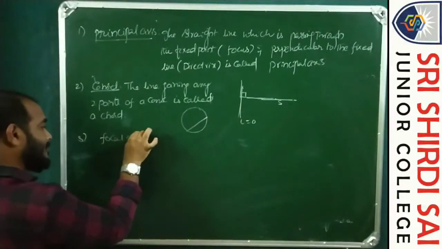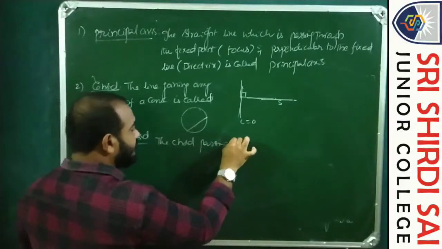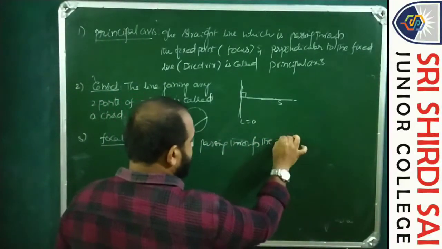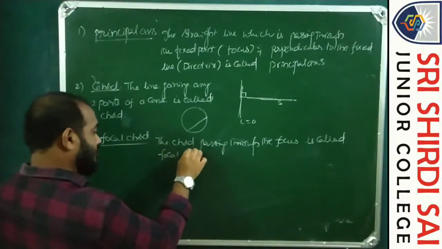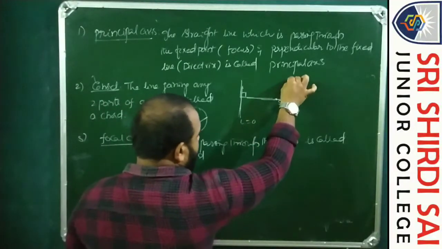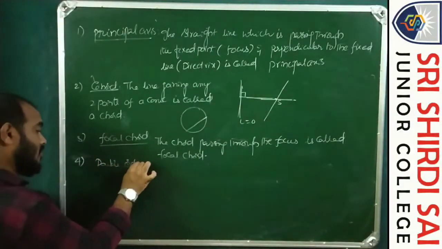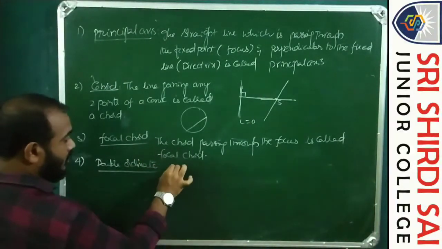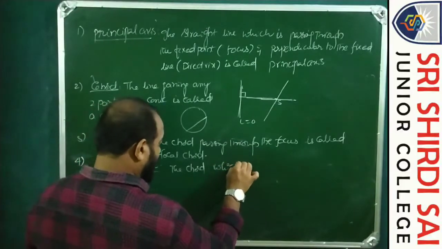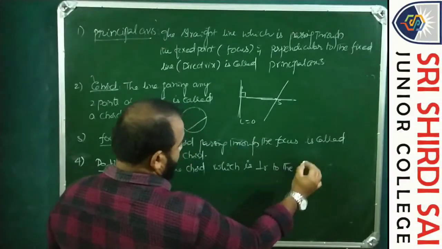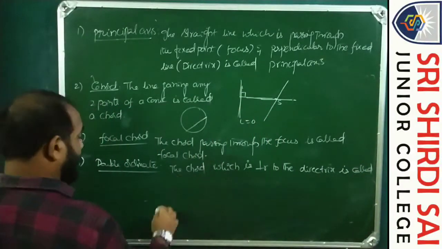Focal chord. The chord passing through the focus is called a focal chord. That is, this is the focus and a line passing through the focus is called a focal chord. Double ordinate. The chord which is perpendicular to the principal axis is called a double ordinate.